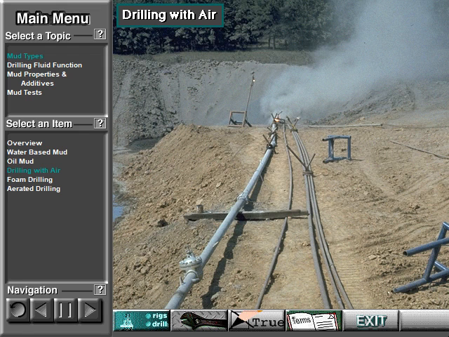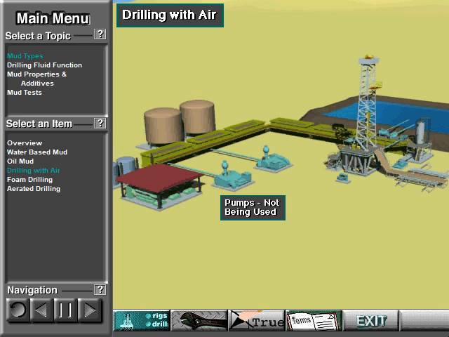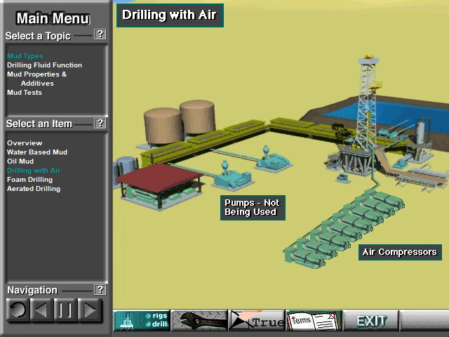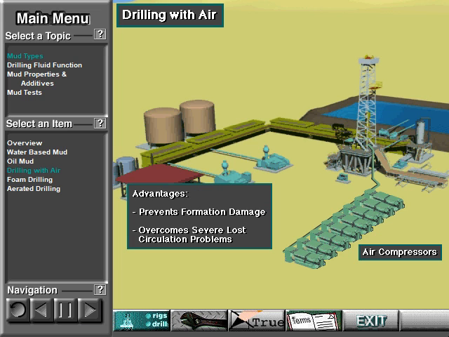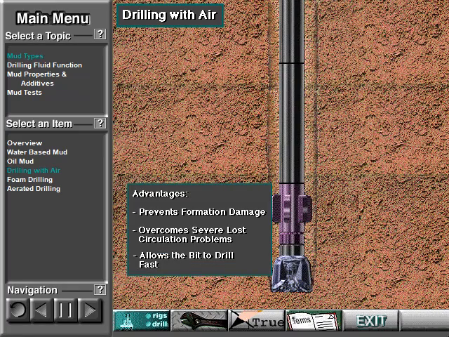Sometimes drilling fluid is dry air or natural gas. Here, dry air is coming out of the rig's bluey line, carrying very fine drilled cuttings. Air drilling uses large air compressors instead of mud pumps. Drilling with air or gas can prevent formation damage and can overcome severe lost circulation problems. And it allows the bit to drill very fast.